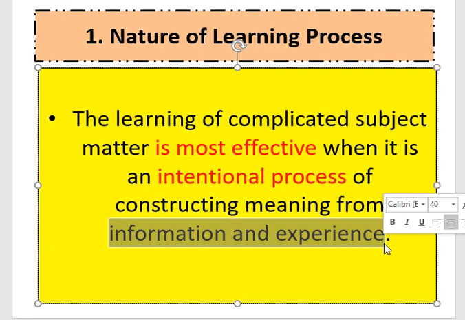For example, if gusto mong matutong gumawa on how to make a lesson plan, if you wanted to learn how to make a lesson plan, and the desire is really intentional, gusto mo talagang matutunan yan kasi gusto mo. You have a goal. That is the time that you will learn how to do it. Mas madali mong naiintindihang gawin ang mga bagay-bagay kung gugustuhin mo talagang matutunan yan.